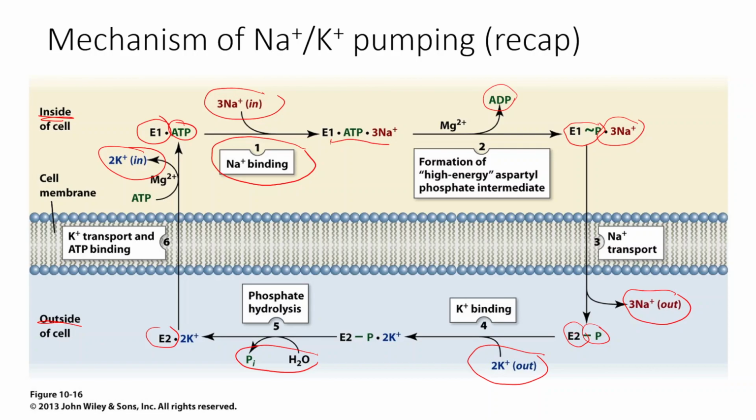And so for every one cycle, right, we're moving 3 sodium ions from the inside to the outside. We're moving 2 potassium ions from the outside to the inside. And we're hydrolyzing 1 ATP molecule.